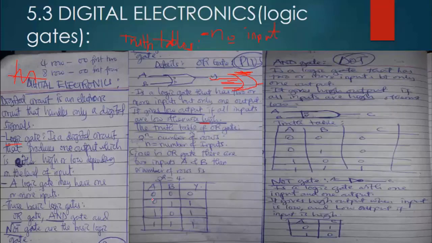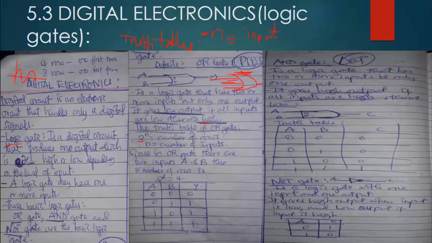Okay, so that you know how many rows, how many columns you can form, you first have to know the number of inputs. It's simple. After you know the number of inputs, it's just 2 power n rows that you will form. Our example here has 2 inputs, so we have 2 power n, where n is the number of inputs. So 2 power 2 is 4. That's why we have 4 rows.